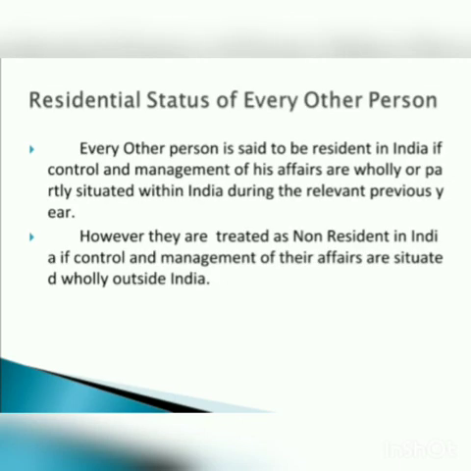Next is residential status of every other person. In calculating the residential status of every other person, the same provisions are applicable. For calculating the status, we have to check the control and management of affairs. Every other person is said to be a resident in India if the control and management of affairs are wholly or partially situated in India during the previous year. However, if the control and management of affairs are situated outside India, then every other person is said to be a non-resident in India.